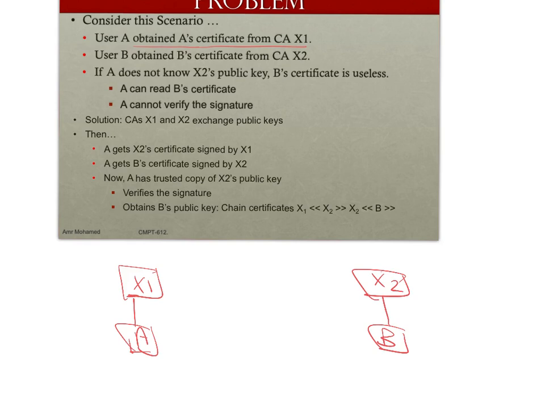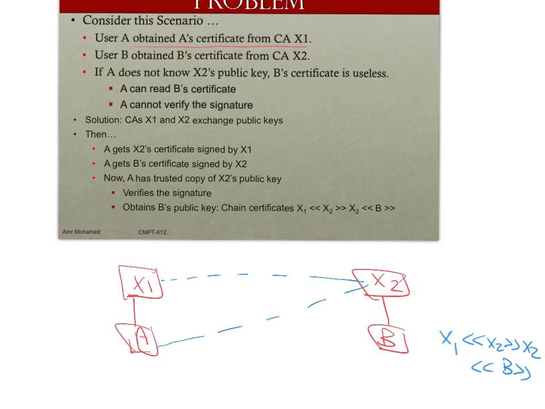Now, in order for A to communicate with B, A needs to have some trust with B's certificate authority. If and only if we have some trust relationship between X1 and X2, then in that case A can use the certificate signed by X1 to have some trust relationship with X2. And then from X2, it can have some trust relationship with B. Okay? We call this a chained certificate.